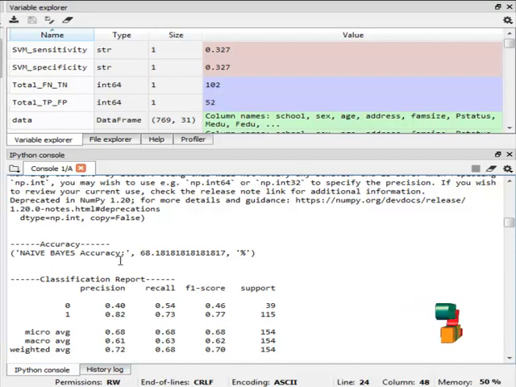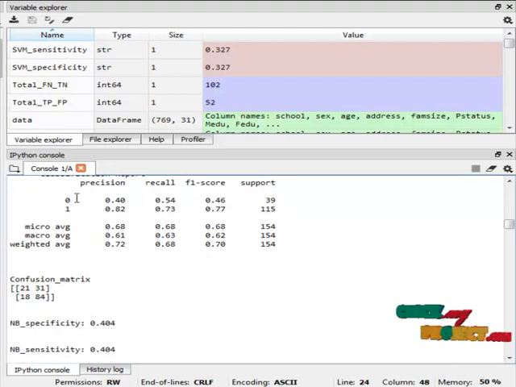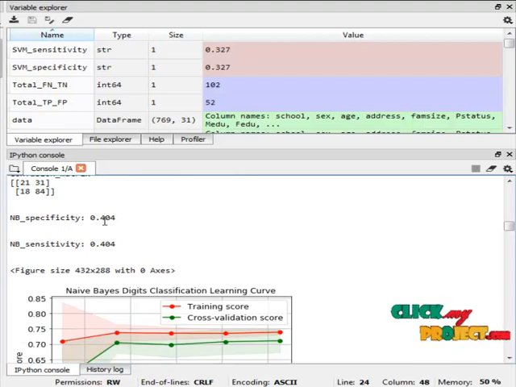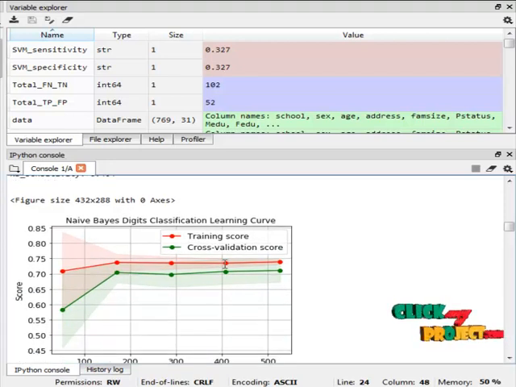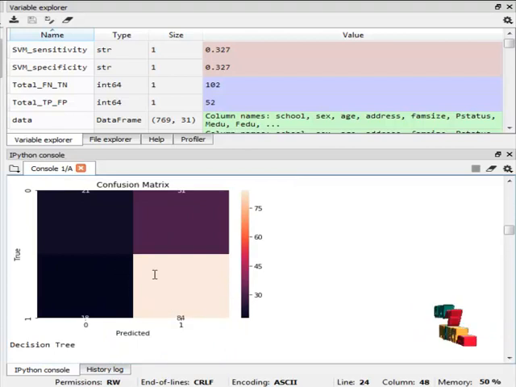Naive Bayes algorithm accuracy is 68%, and this is the classification report of the Naive Bayes algorithm, with precision, recall, and F1 score based on pass and fail students. This is the confusion matrix of the Naive Bayes algorithm, and the Naive Bayes specificity is 0.404 and sensitivity is 0.404. This is the classification learning curve of the Naive Bayes algorithm, with the training score and the cross-validation score. And this is the confusion matrix diagram.